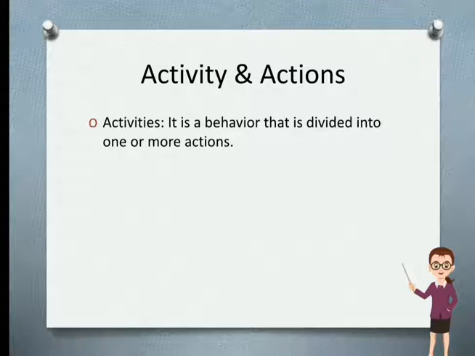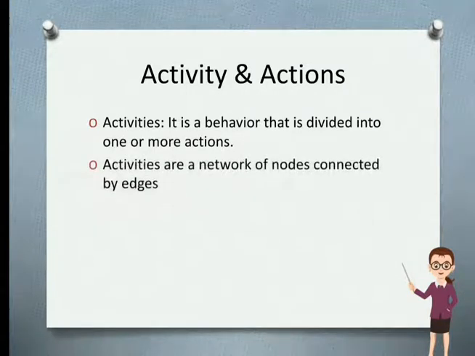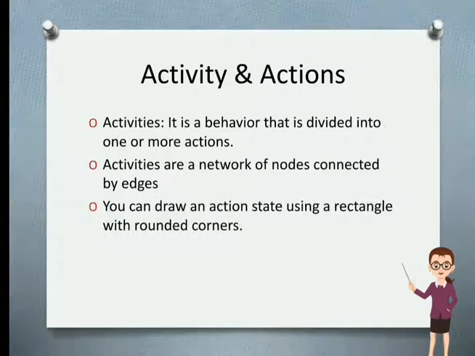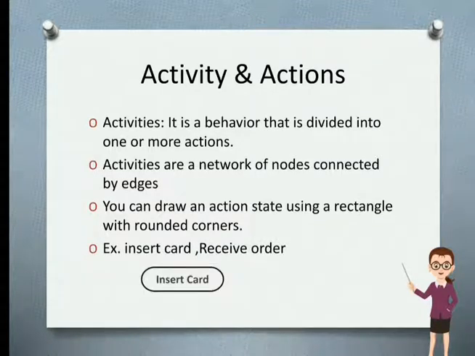Now activities. An activity is nothing but a behavior that is divided into one or more actions. If we want to consider examples of activity, purchase item and generate code are activities. So an activity can be divided into one or more actions. Activities are a network of nodes connected by edges. To represent an activity, generally a rectangle with rounded corners is used. So the notation for activity is a rectangle with rounded corners.